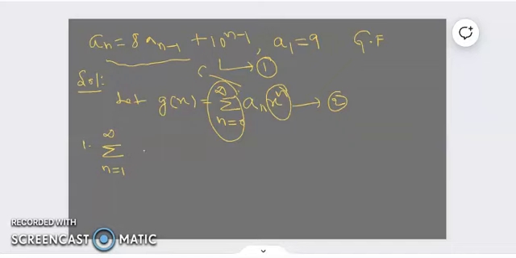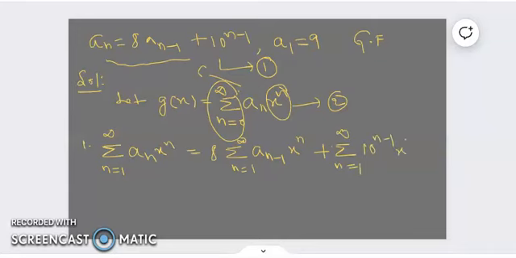That's why equation 1 can be converted like this: summation a_n x power n equals 8 into summation n equals 1 to infinity a_(n minus 1) x power n, plus summation n equals 1 to infinity 10 power (n minus 1) into x power n. Here 8 is a constant, that's why we take it outside of the summation.